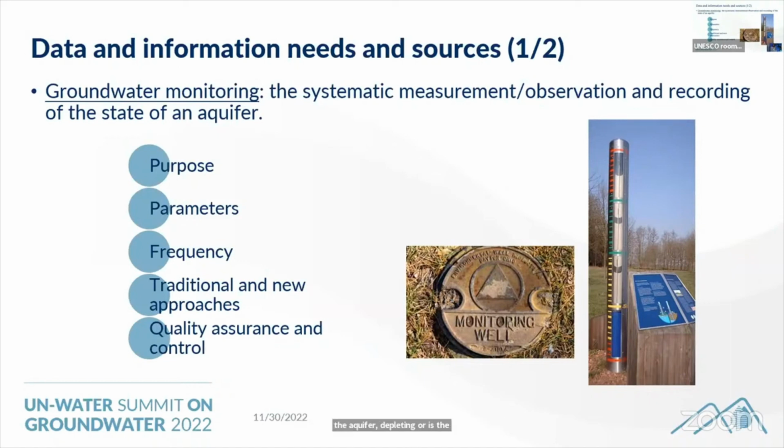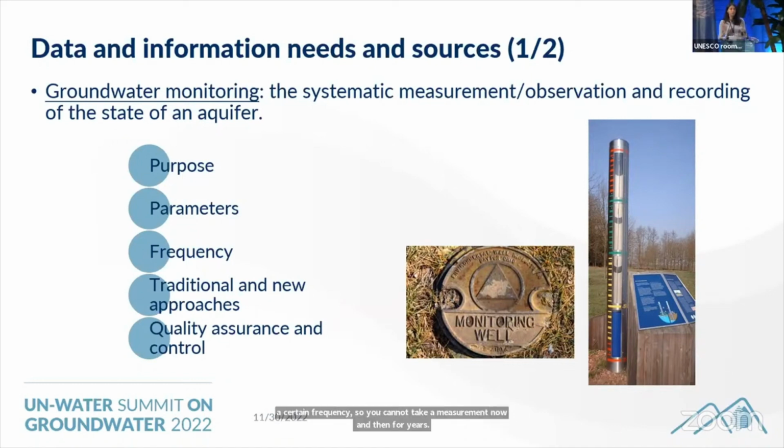From here, you hear there are two components. So we can look at an aquifer from the quantity perspective, the amount of water, and from the quality. And to monitor these two things, we will look at different parameters. It can be groundwater levels or nitrates, depending on what we are looking at. And also I mentioned the systematic measurement. So this means that the monitoring needs to be done with a certain frequency. You cannot take a measurement now and then four years later another one. You have to do it constantly to have an overview of what's going on in the aquifer.